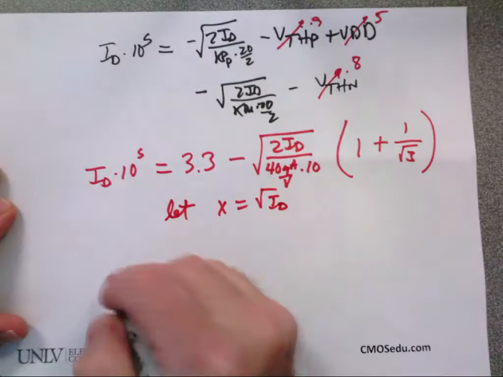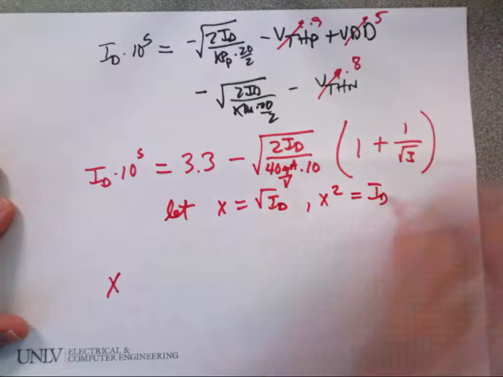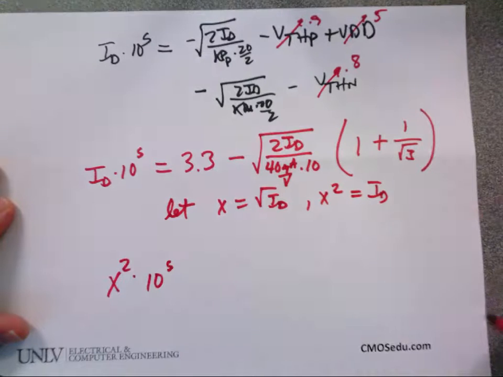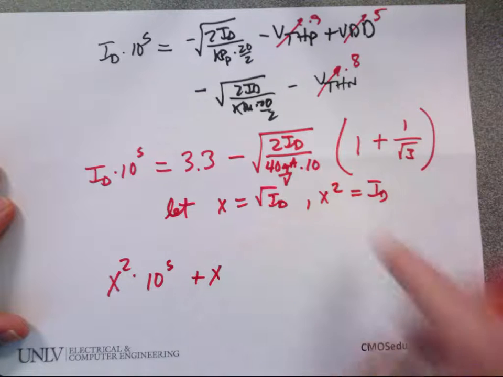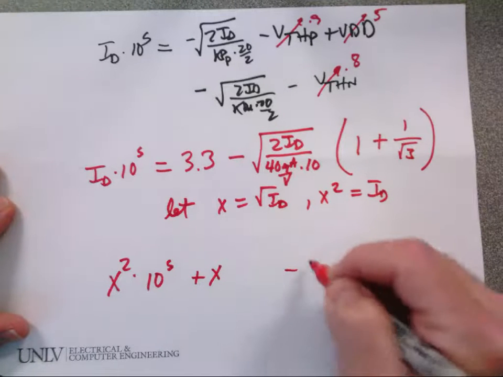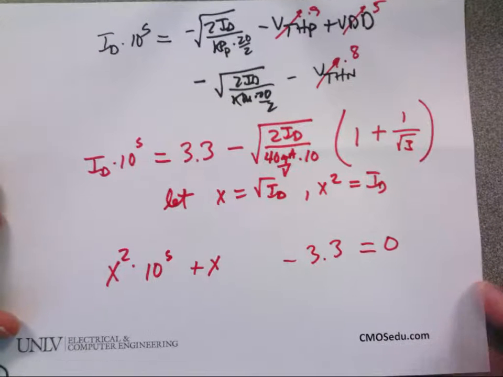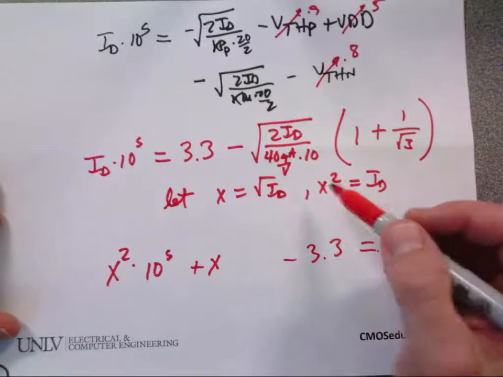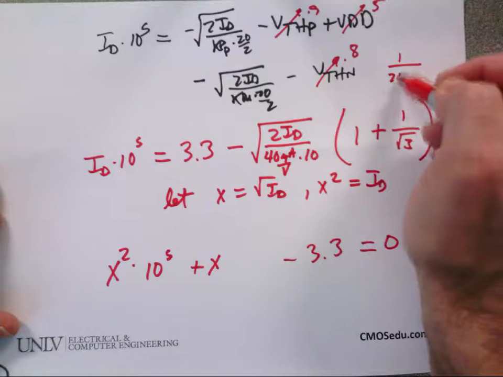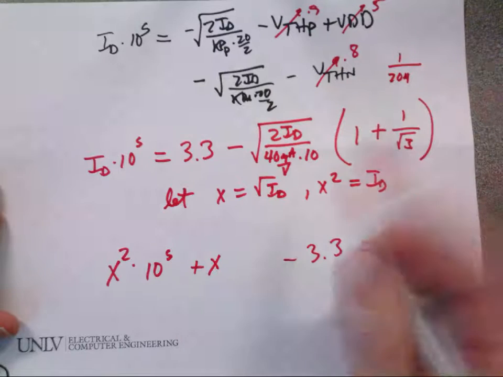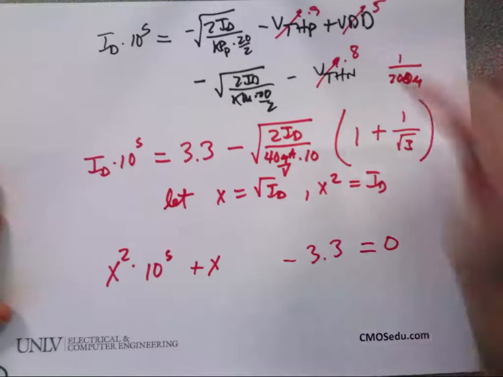Then I can write, and let's go ahead and write plus x, and then let's calculate what this is. Minus 3.3 equals 0. Let me see if I can do this in my head. 2 over 40 is 1 over 20 micro, times 10 would be 200 micro, and that's square root.